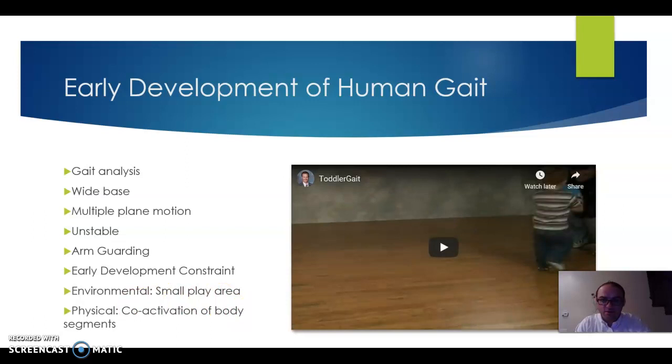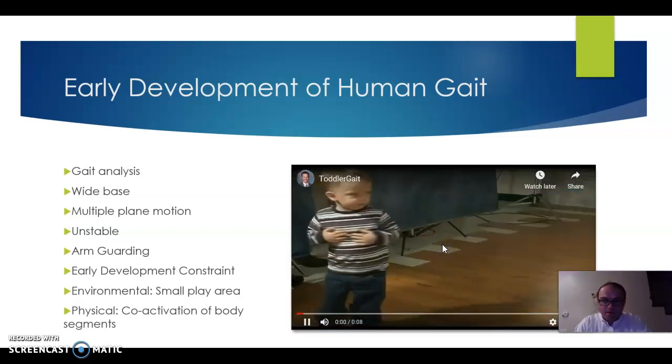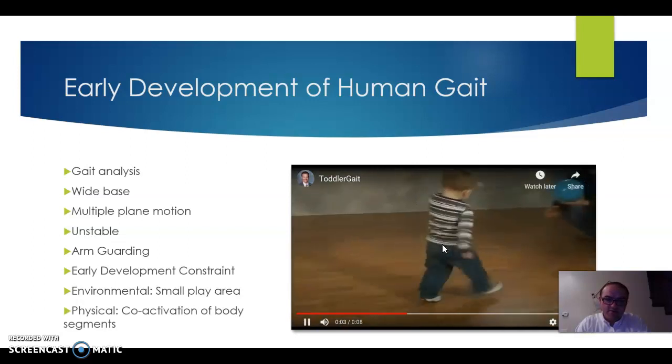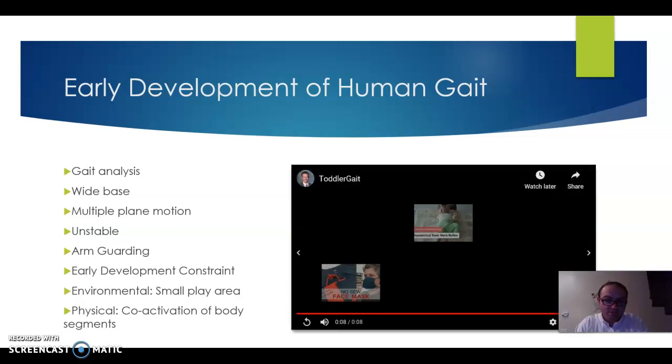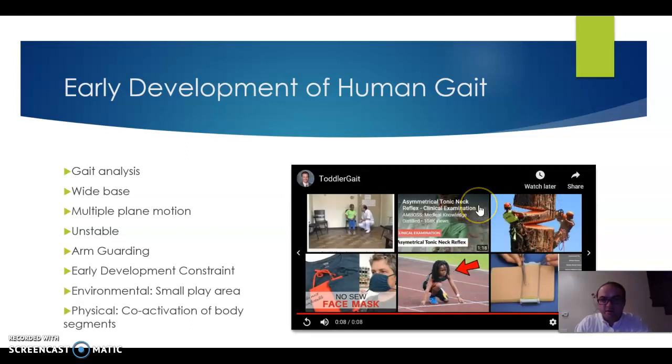So here's a video of an early development of a child in walking. And the gait analysis that I have done shows that he has a wide stance, which is common for his age group. He also has multi-plane motion. He's unstable. His weight moves forward with his head, and his arms are up in a guarding position because he's afraid to fall.